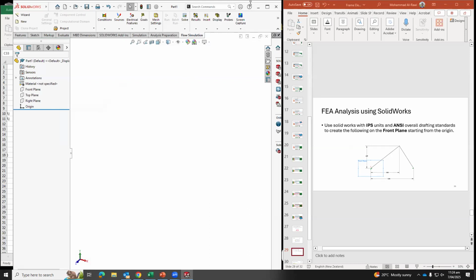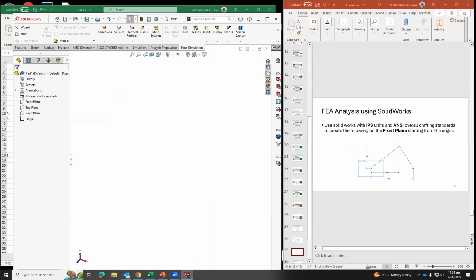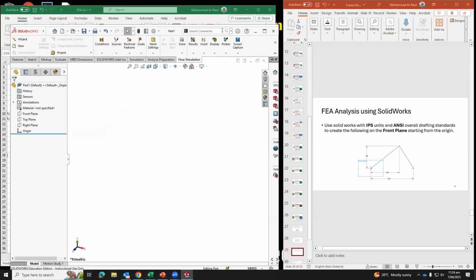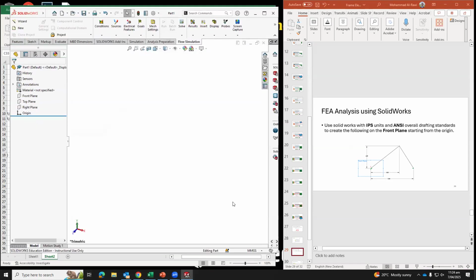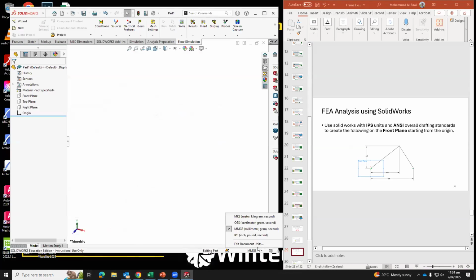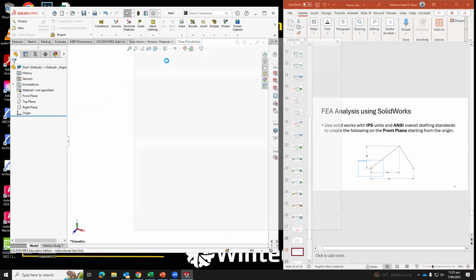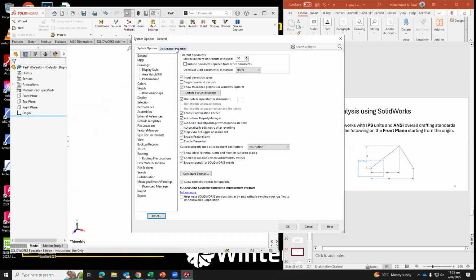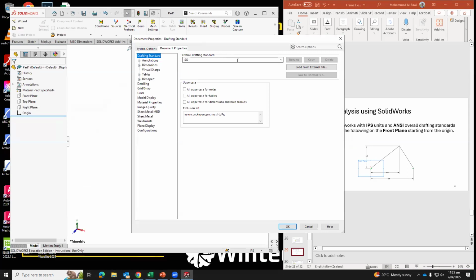Things we need to do here. Because the problem is all in PSI units, I'm just adjusting my screen so you can see everything. First of all, change the units to IPS: inch, pound, seconds. That's a nice thing, some flexibility with the software. Also, come to this gearbox, click on it and go to document properties, and change the drafting standard from ISO to ANSI, different standards.